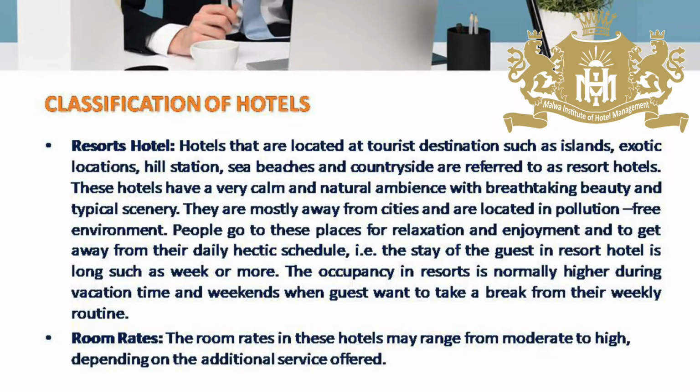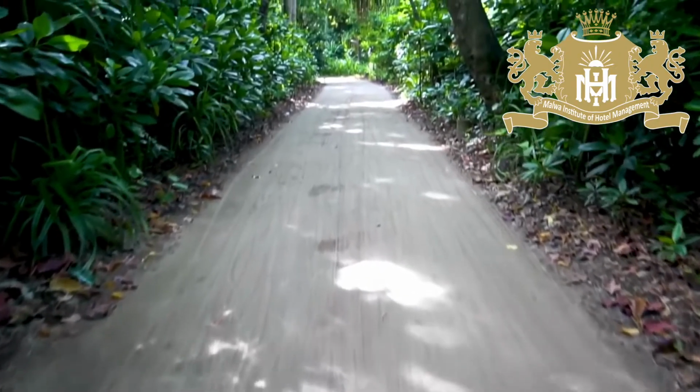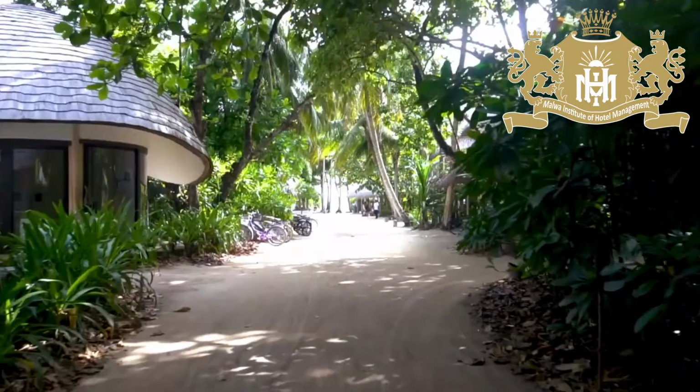Resort hotels. Hotels that are located at tourist destinations such as islands, exotic locations, hill stations, sea beaches and countryside are referred to as resort hotels. These hotels have a very calm and natural ambience with breathtaking beauty and typical scenery. They are mostly away from cities and are located in a pollution-free environment. People go to these places for relaxation and enjoyment and to get away from their daily hectic schedule.